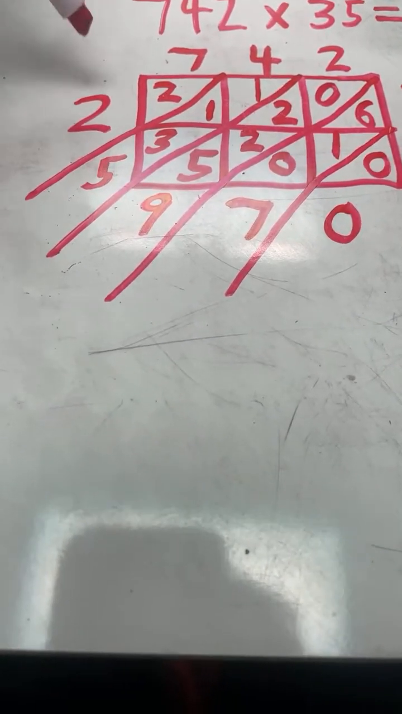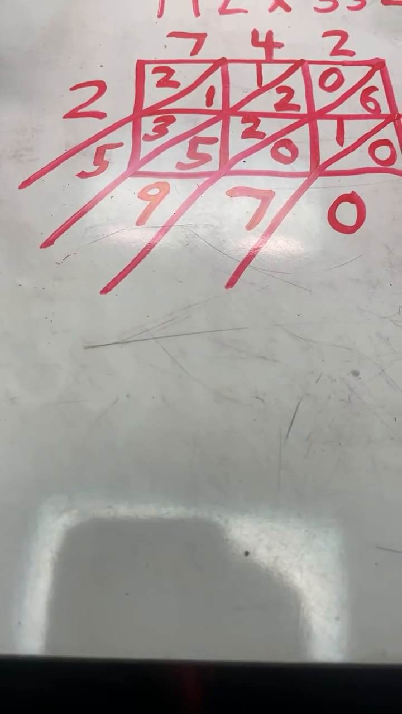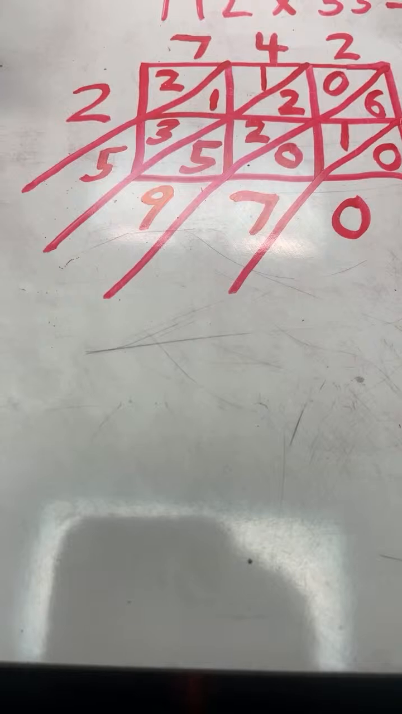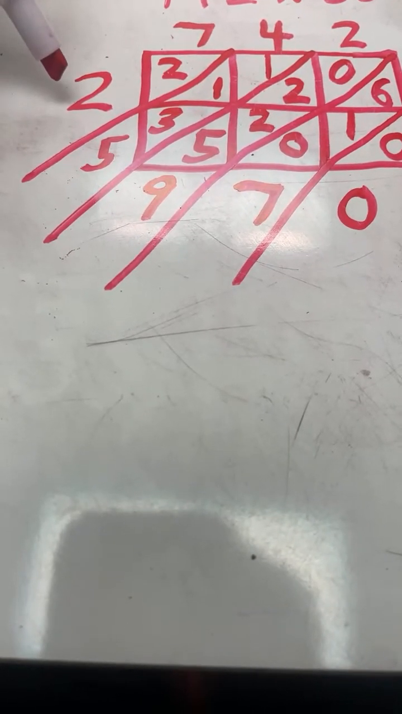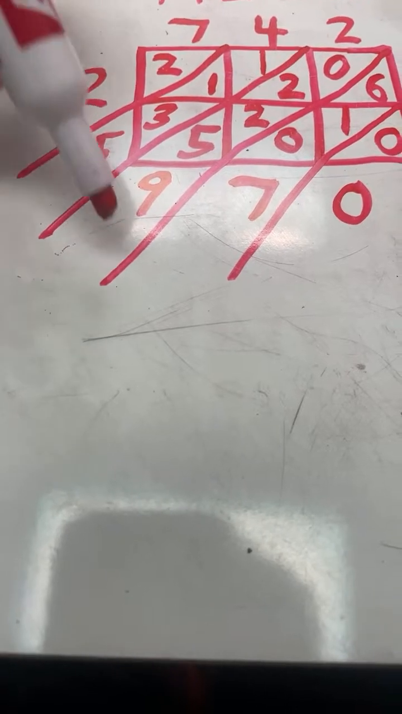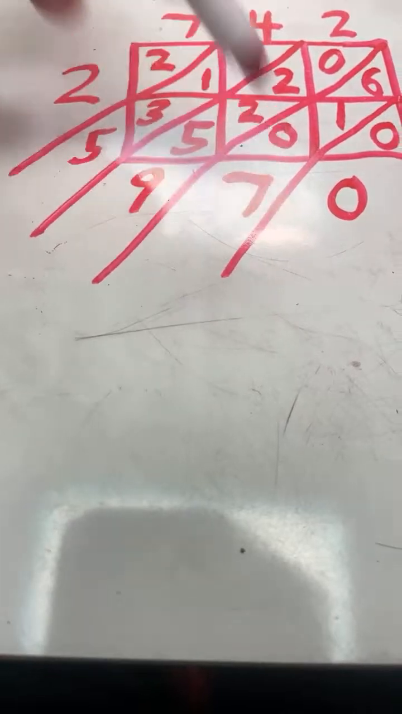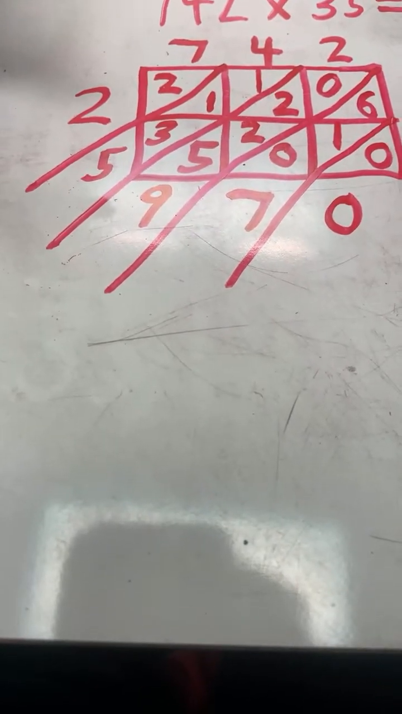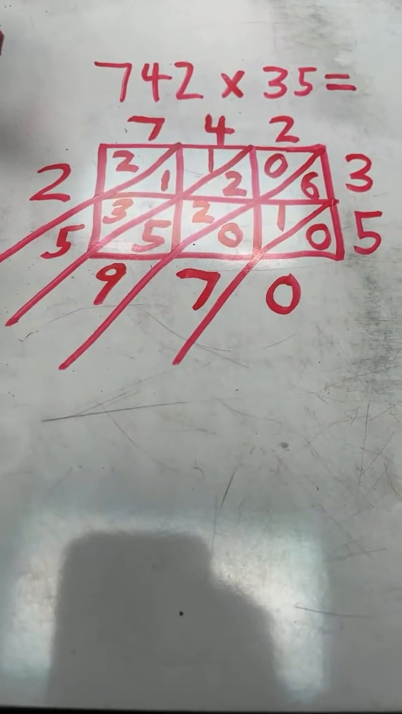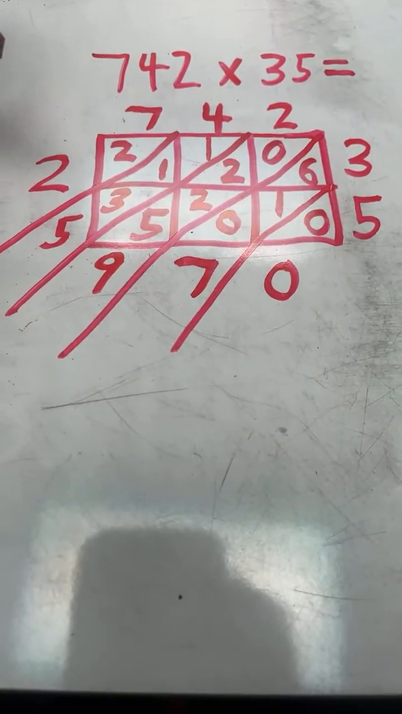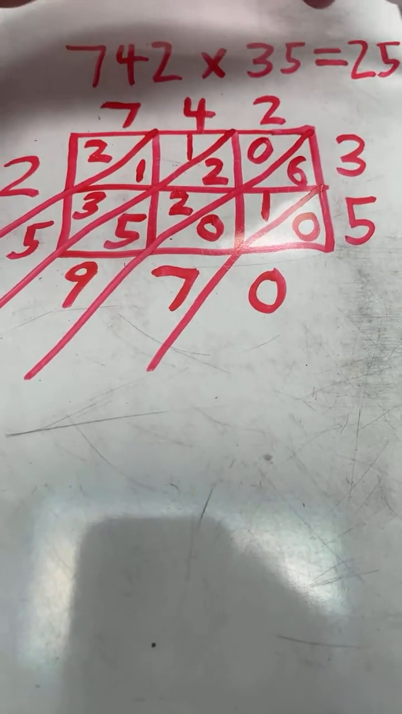Now looking at the numbers that are now on the outside of the square, we're going to read the number from left to right to get our final answer. We have a 2 in the 10,000s place, a 5 in the thousands place, a 9 in the hundreds place, a 7 in the tens place, and a 0 in the ones place. So our final answer is 25,970. 742 times 35 equals 25,970.